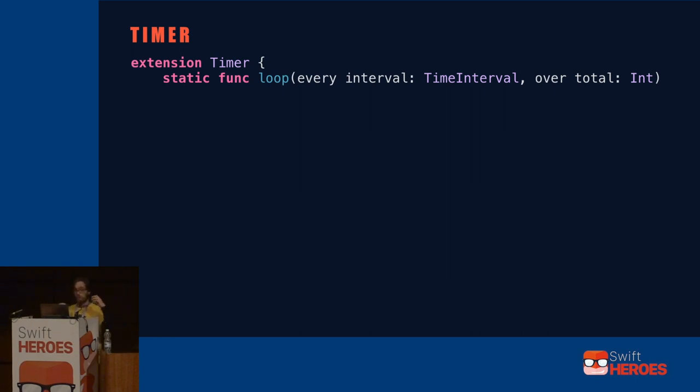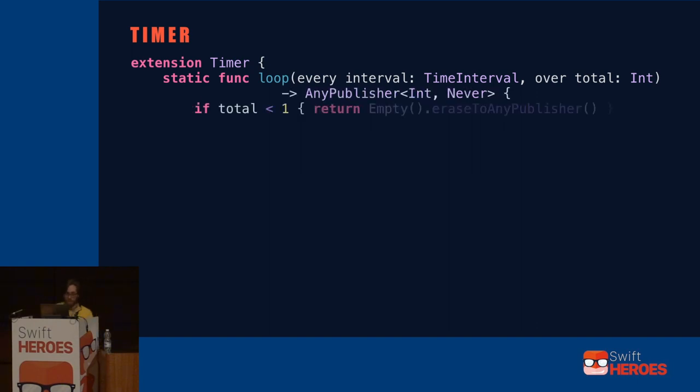This I want to be done in time. Check it out. If I provide a total count of items not greater than one, I don't want anything to be looped, because I cannot loop over zero elements or less. And this is why I'm using empty. Like just, it's a simple stream that immediately completes. I know it sounds pointless, but it's really useful because I handled a case and still have a publisher out that will do kind of anything.